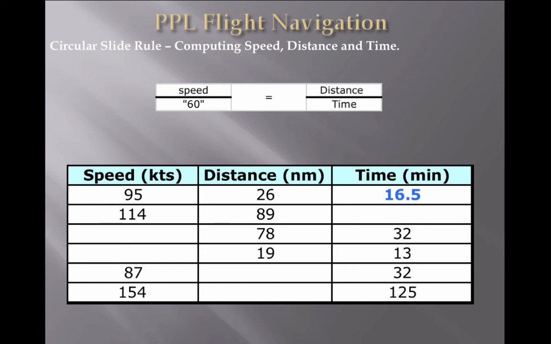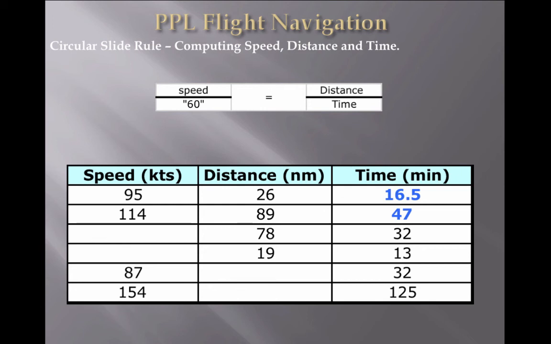So we're given a speed. So let's get our 60 aligned with our speed of 114. And we've got a distance. On the outer scale, we put the distance and we read off our time, because time is always on the inner scale, speed and distance is always on the outer. So I'm getting between 46 and 48, so call it 47. Cool, let's do the next one.